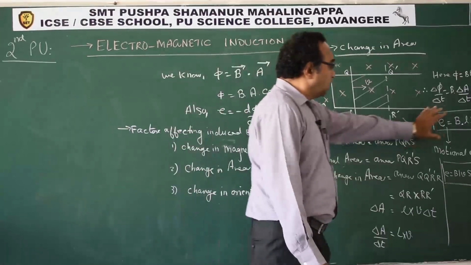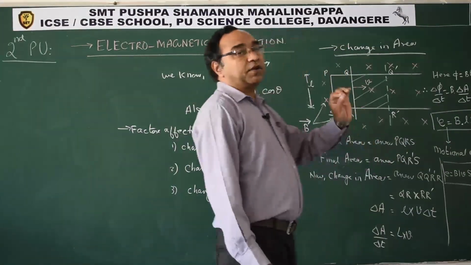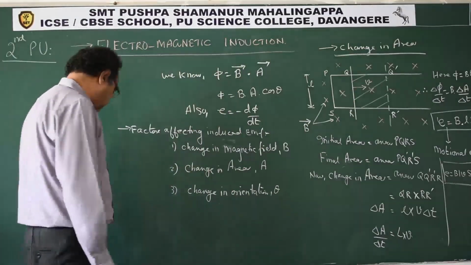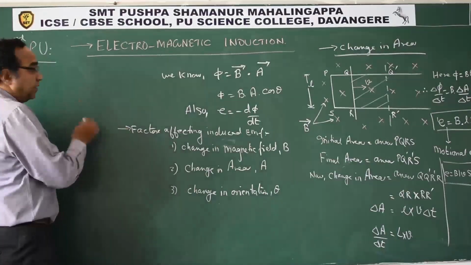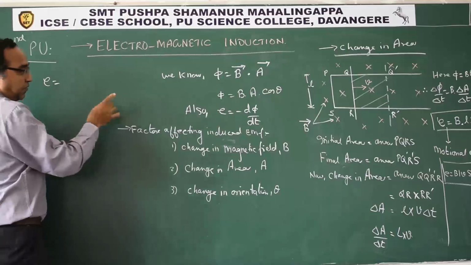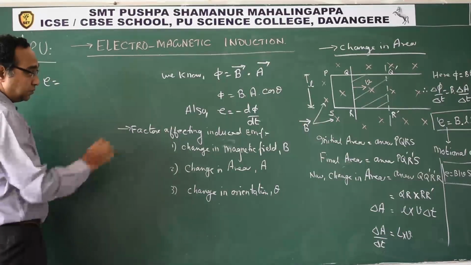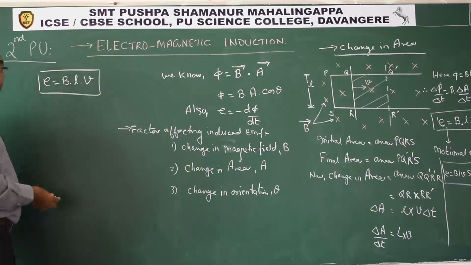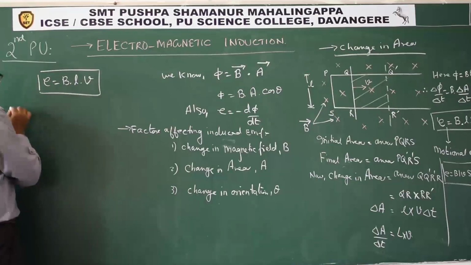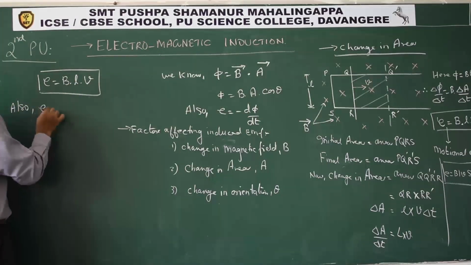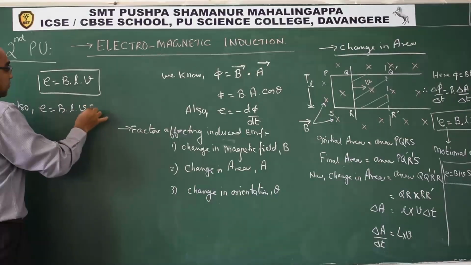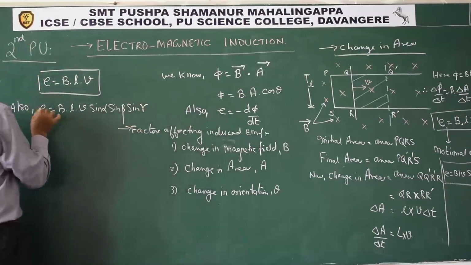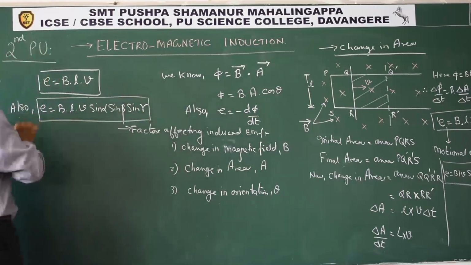This is a very important formula. You will get a lot of numericals based on this, and from the board point of view also, this is important. So we can say the induced EMF E is equal to d phi by dt, that is also BLV. This is motional EMF if all three are mutually perpendicular. Also, we can write E is equal to BLV sin alpha, sin beta and sin gamma.